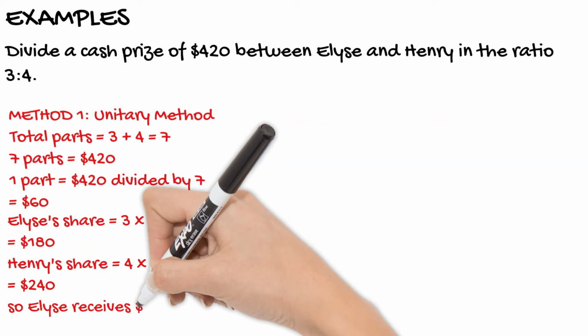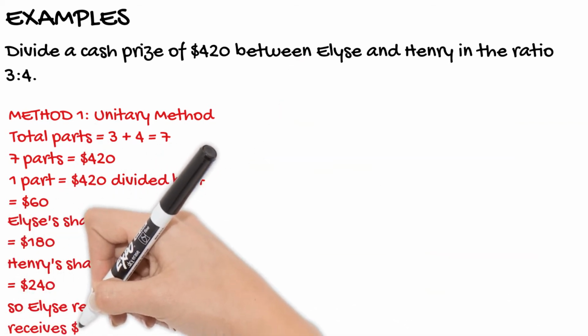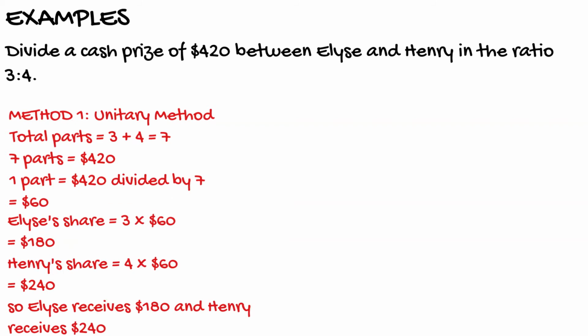It's important to answer your question appropriately. So it's important to say that Elise receives $180 and Henry receives $240. Don't just work with your numbers there. Make it clear what it is that you're actually doing.